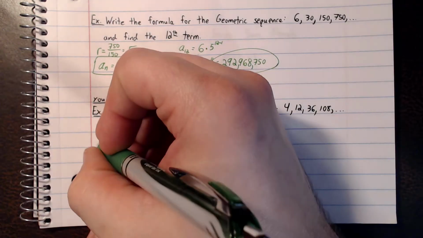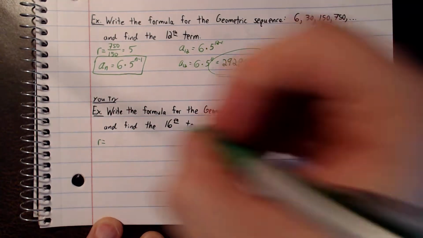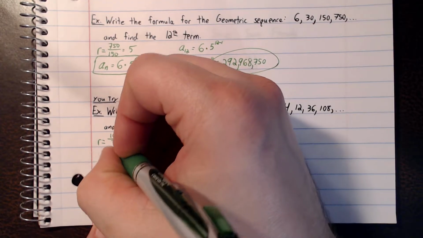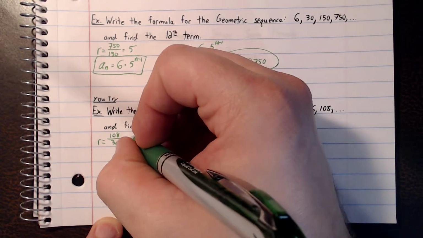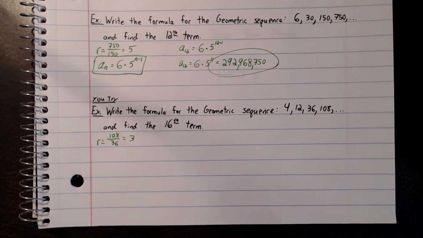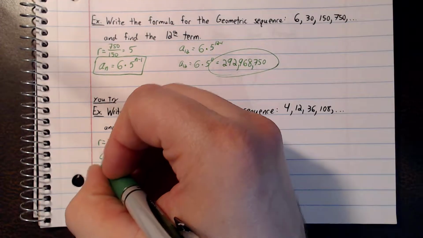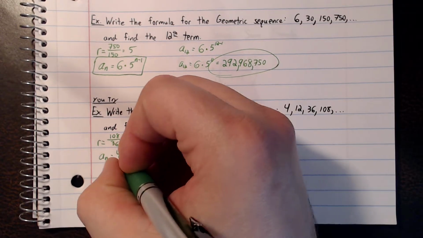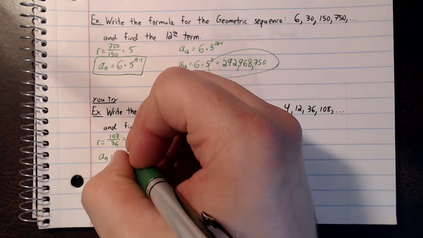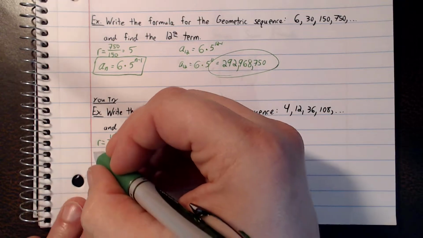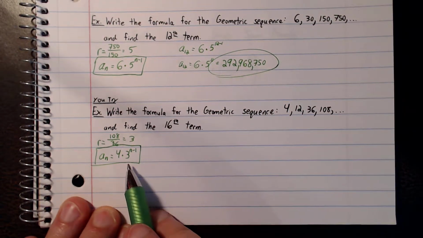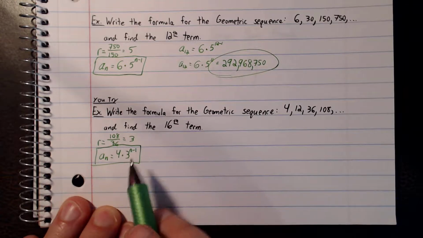Alright, first, got to find that R value, right? 108 divided by 36, that ends up being 3. So our R value here is 3. So our formula, we use our first term, 4, times our ratio, which is 3, to the n minus 1 power. So you needed that formula. Hopefully you got that.